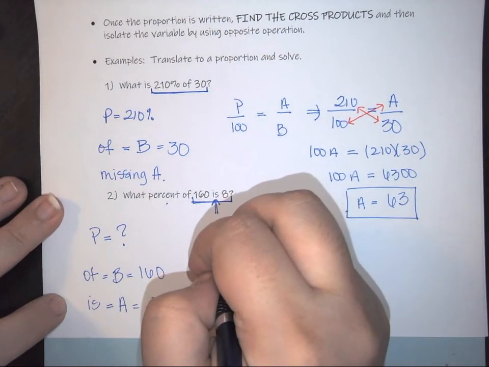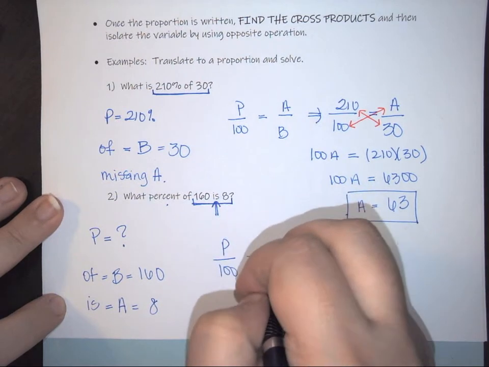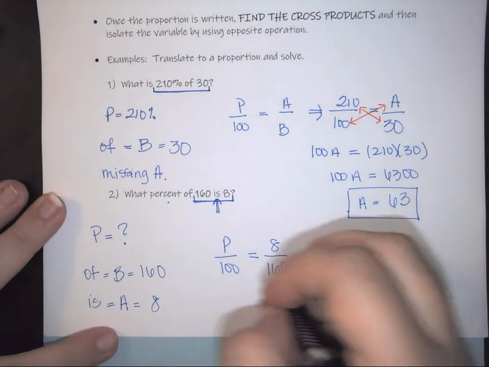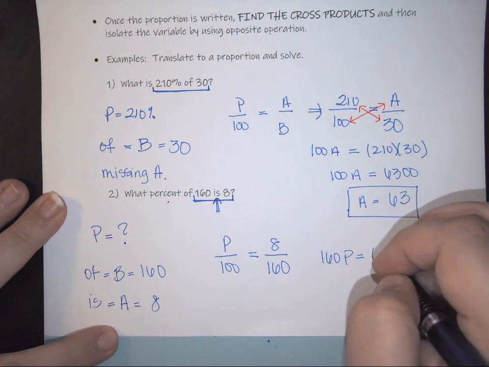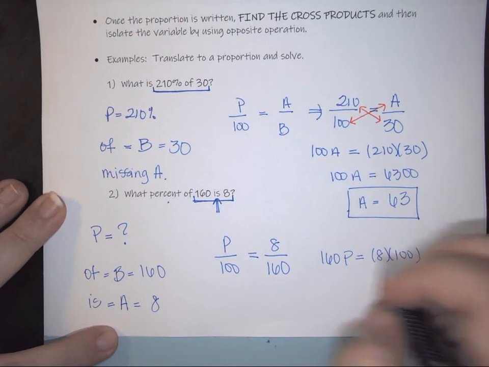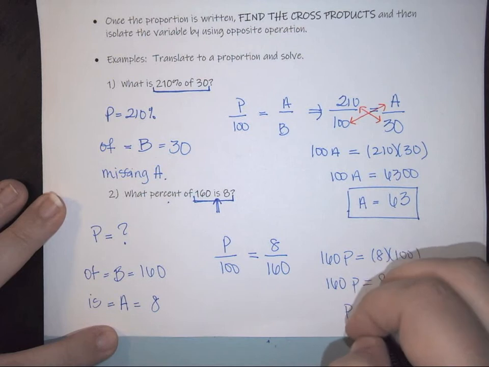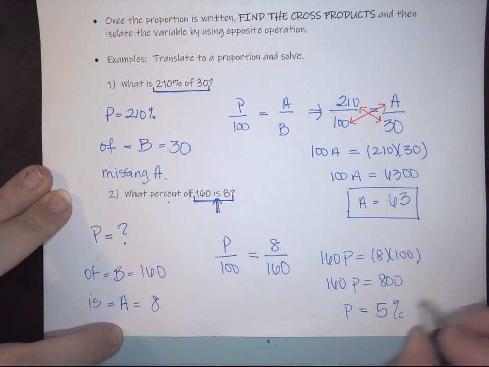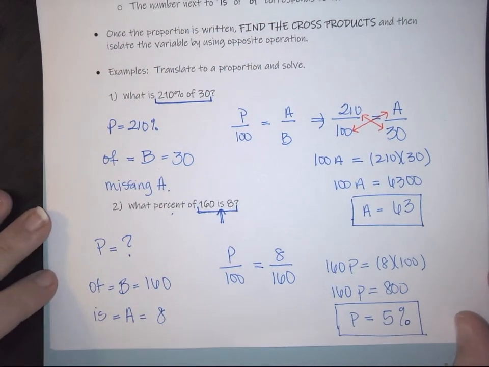So we are again going to set up P over 100 is equal to 8 over 160. So all we have to do is solve. Here we're going to get 160p is equal to 8 times 100. So 160p is equal to 800. So p is going to be 5%. And when you're looking for your percent, do make sure that you remember to slap your percent sign on your solution.